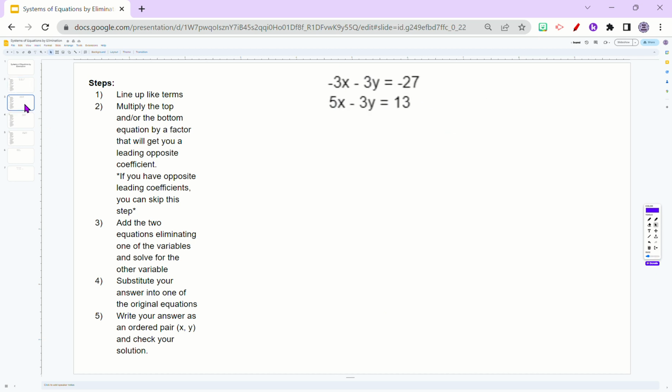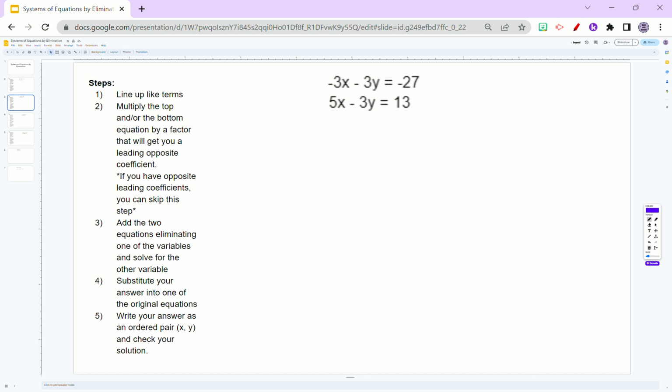All right, let's go on to our next example. We have negative 3x minus 3y equals negative 27, and we have 5x minus 3y equals 13. Step 1 says to line up like terms. We have our x's here, our y's here, and our constants here. Our like terms are already lined up.